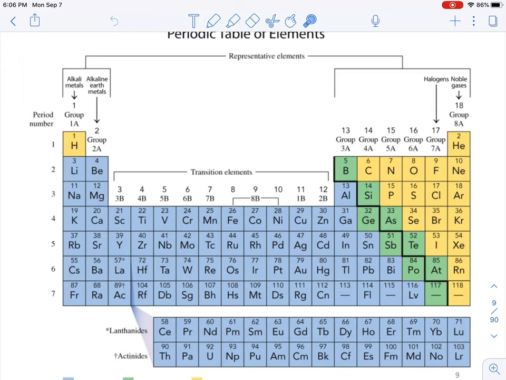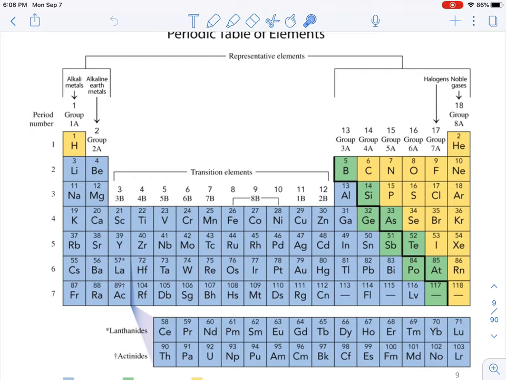subdivided into two parts. One is called the main representative elements, or the main group elements. They're both synonymous, they're talking about the same thing. And then the other one is going to be the transitional elements, or transition elements. Let's go ahead and talk about the main group elements, or the representative elements first.